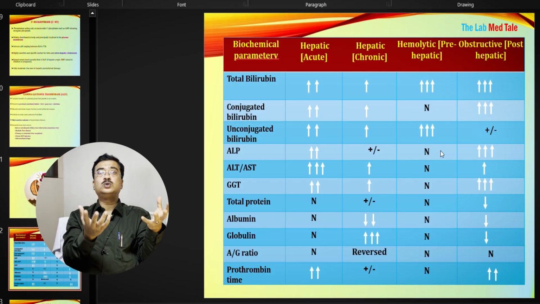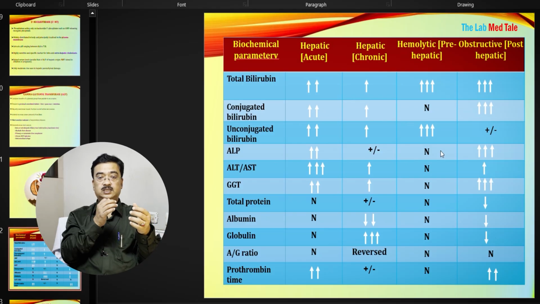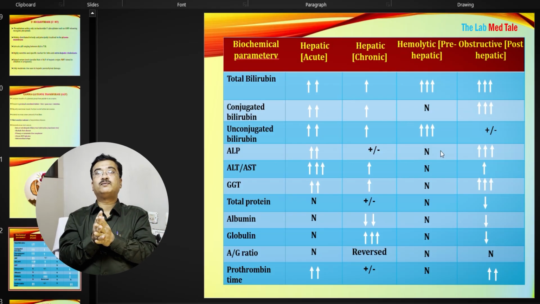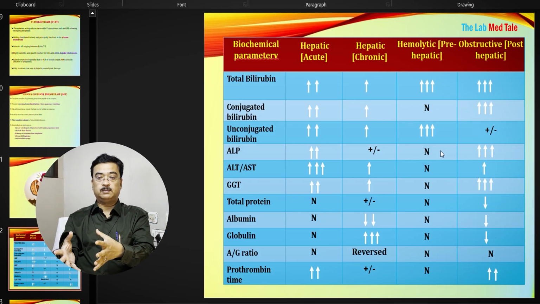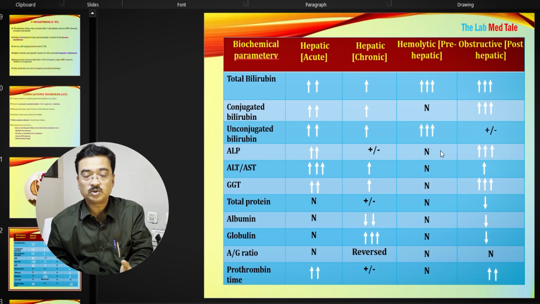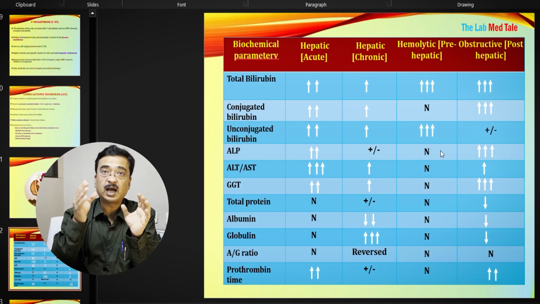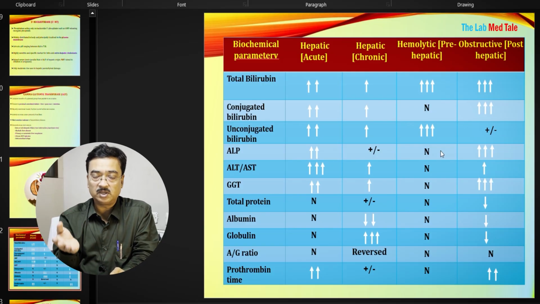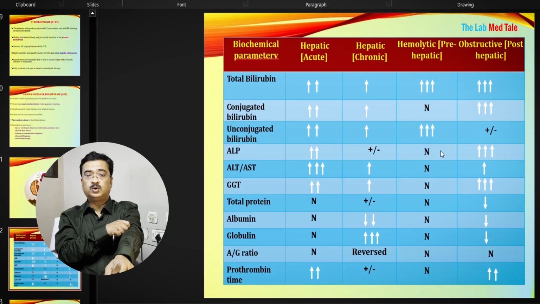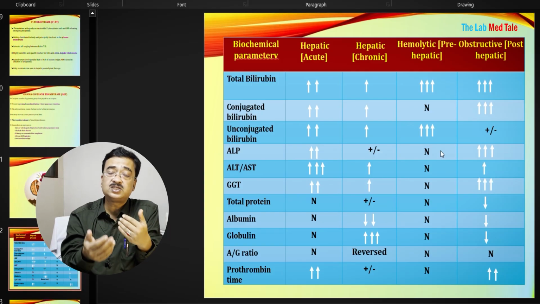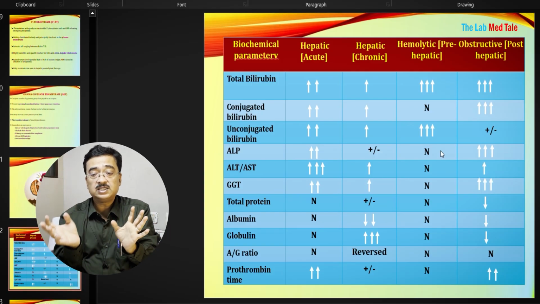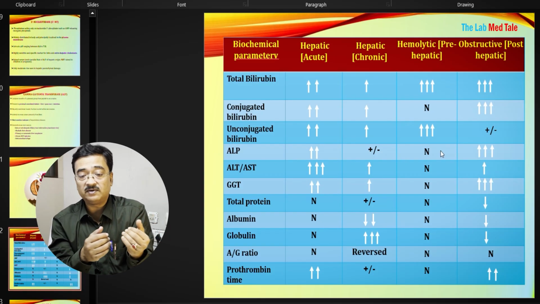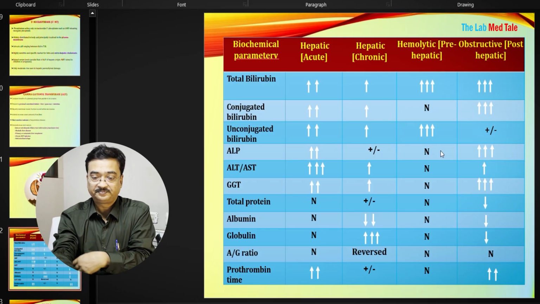Here a huge amount of blood is being dealt with, and therefore a good amount of bilirubin comes up. The liver cannot actually deal with it. So you will get a high bilirubin, and most of it is unconjugated because the liver could not conjugate it. But the rest of the functions are okay because there is no functional deficiency of the liver. It is because of overactivity that the liver could not cope.